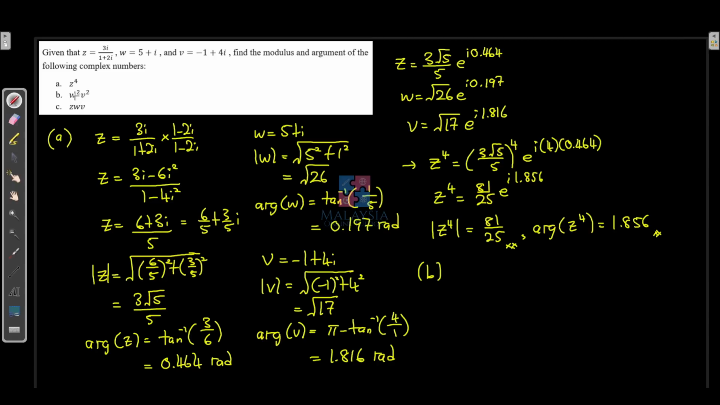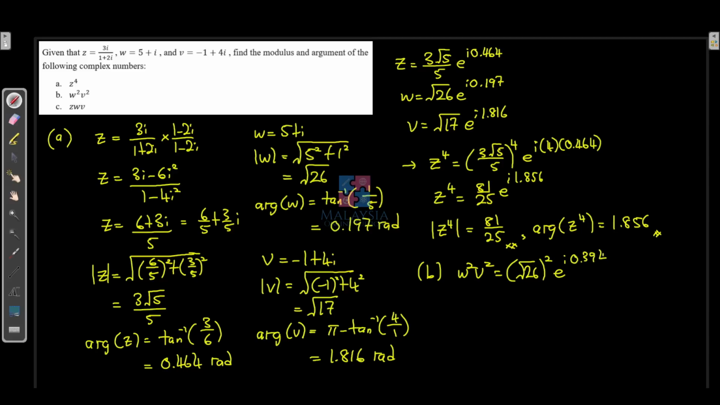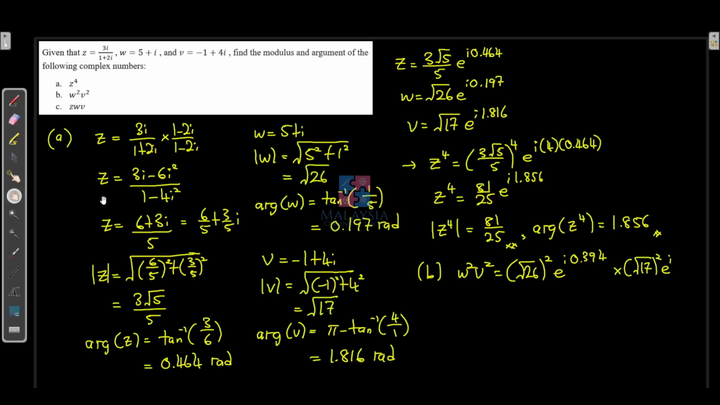For part B, w squared v squared. Okay, no problem. So for w squared v squared, we are going to square the w and then square the v as well. So we can write square root 26 squared, and then e^(i), we multiply the argument by 2. So 0.197 times 2, we get 0.394. And then remember, we multiply square root 17 squared, and then e^(i), the v we have to multiply the argument by 2. So we get 3.632.